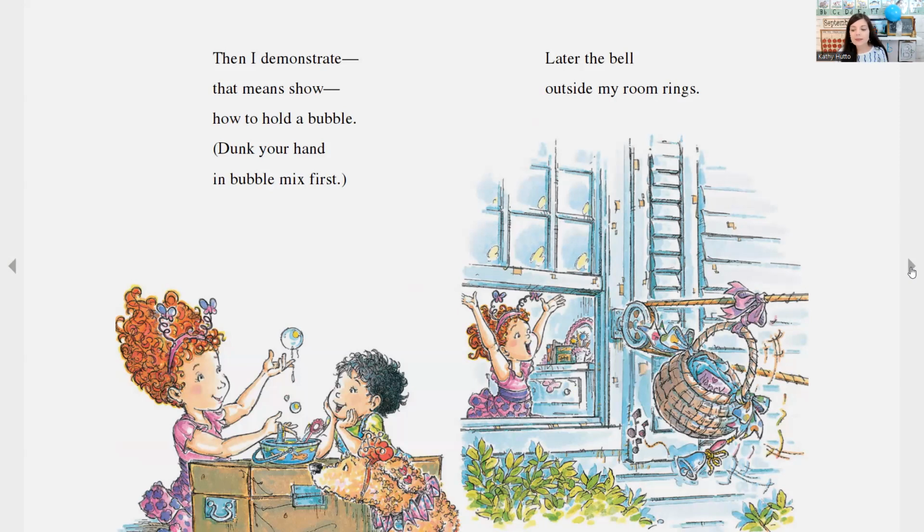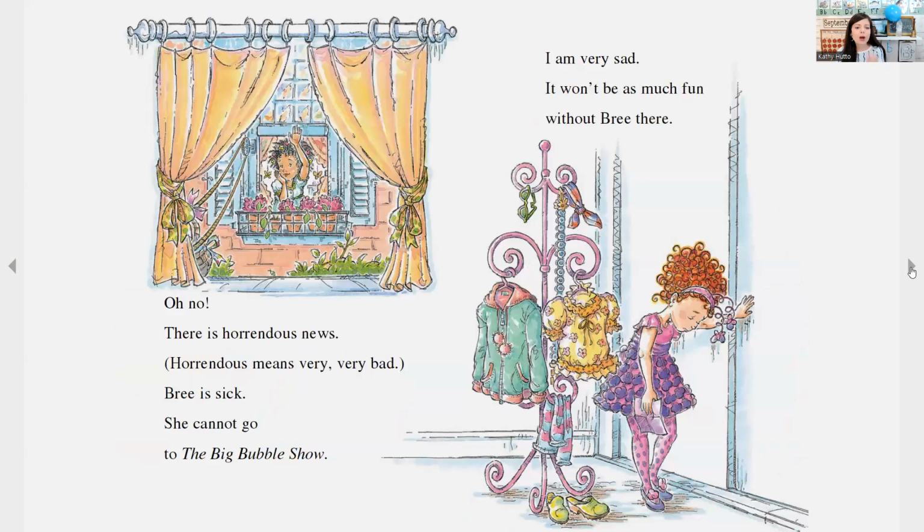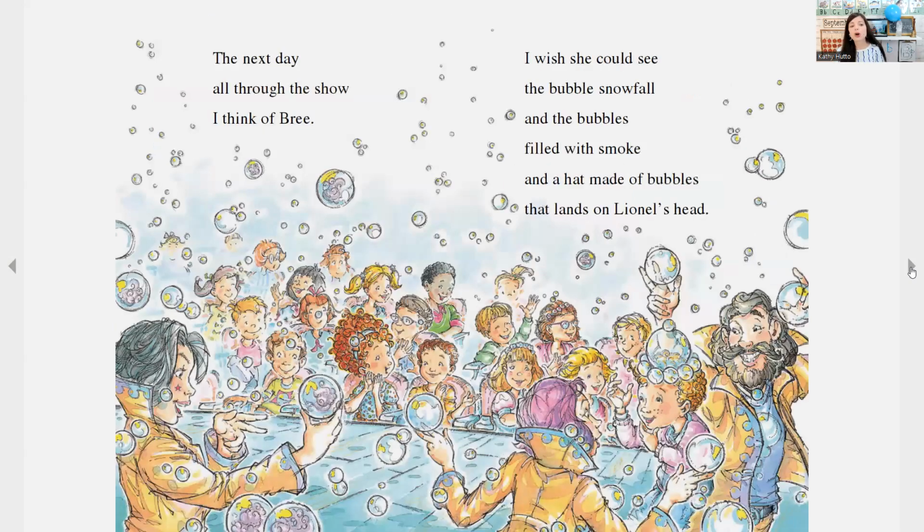Later, the bell outside my room rings. Oh no, there is horrendous news. Horrendous means very, very bad. My friend next door, Bree, is sick. She cannot go to the Big Bubble Show. I am very sad. It won't be as much fun without my friend Bree there. The next day, all through the show, I think of Bree. I wish she could see the bubble snowfall and the bubbles filled with smoke and a hat made of bubbles that lands on Lionel's head.